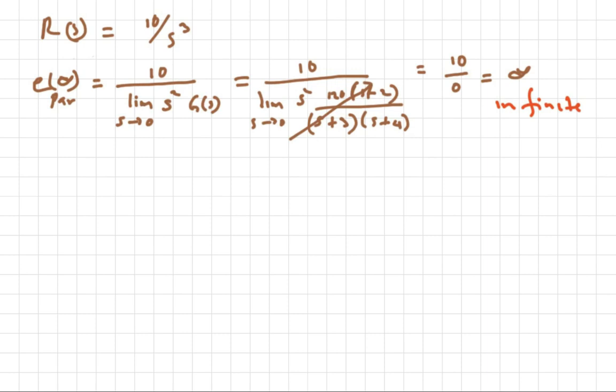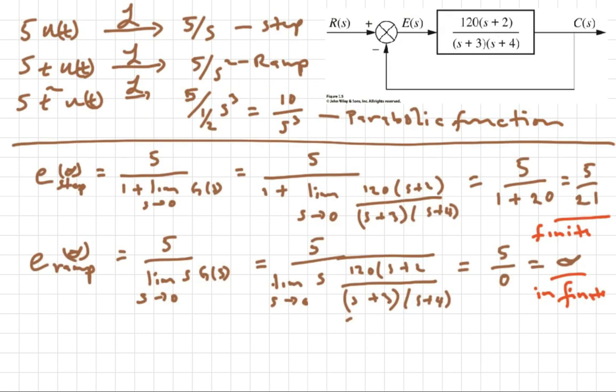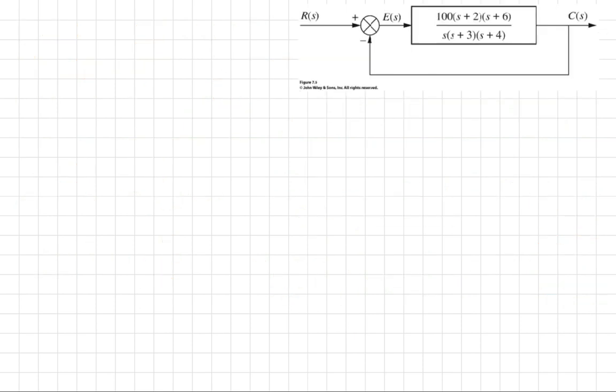So these are the results, and you can see from the problem that because n is 0, which means we don't have any pure integrator in the forward path here, you're going to have a finite step, an infinite ramp, and an infinite parabolic error. Okay, this is example 7.3 in your textbook. You'll find this on page 348 of your textbook.